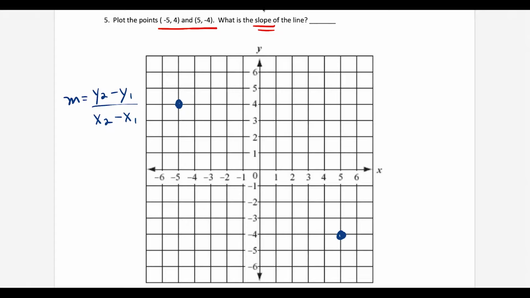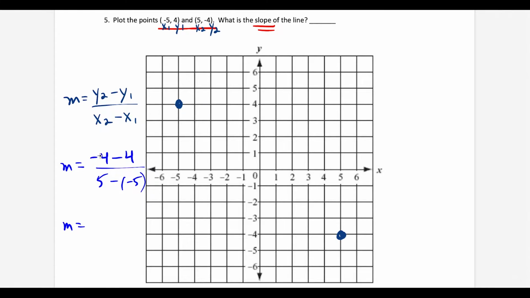It really helps when you're new to this to label these. So this first point here I would call x1, y1, and the second point I would call x2, y2, because then now when we want to find the slope, we have m equals y2 is -4 minus y1 is 4 over x2 is 5 minus x1 is -5. And now we simplify this.